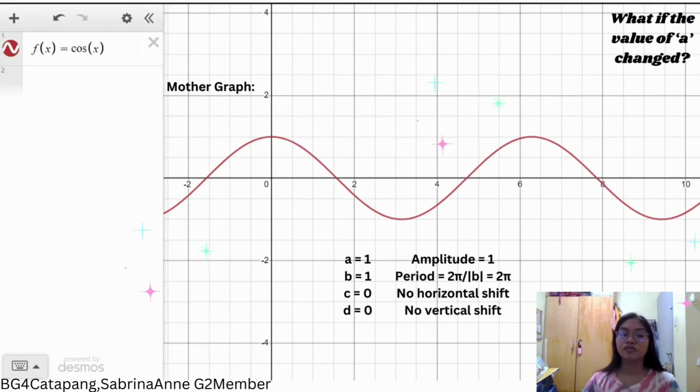In the mother graph, where f of x equals cosine quantity x, the value of a is 1. Therefore, the amplitude is 1. B is 1, so the period is 2 pi. Both c and d are equal to 0, so there are no horizontal and vertical shifts.